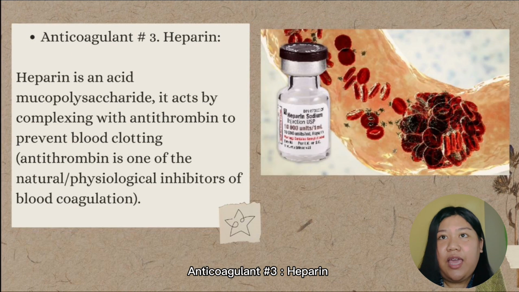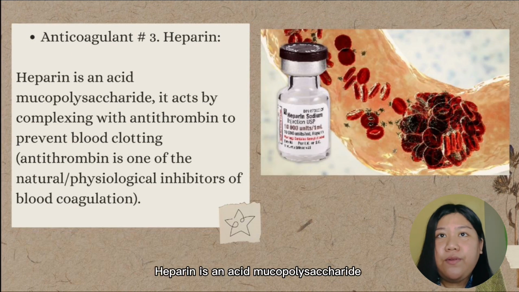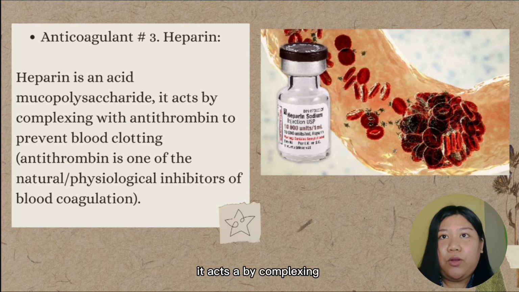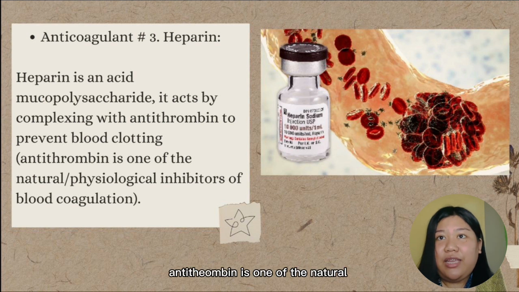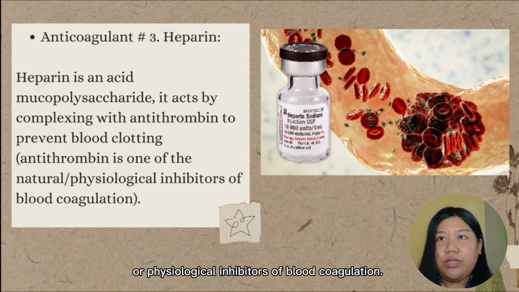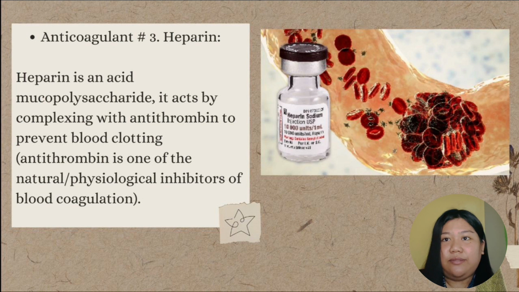Anticoagulant number 3, heparin. Heparin is an acid mucopolysaccharide. It acts by complexing with antithrombin to prevent blood clotting. Antithrombin is one of the natural or physiological inhibitors of blood coagulation.